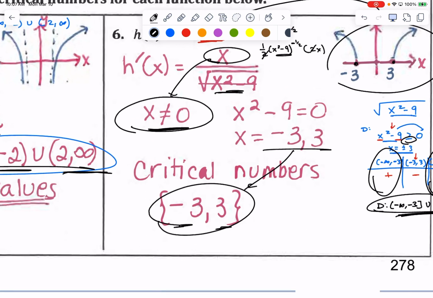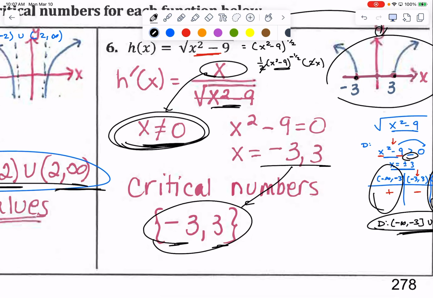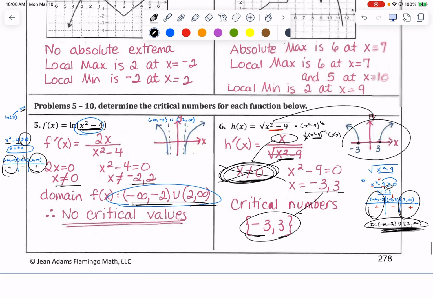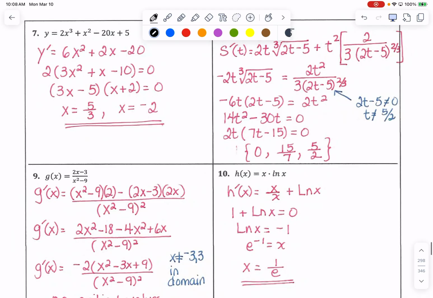So when you found your critical values, you set your numerator equal to 0. Is 0 in that domain? No. 0 is not in that domain. Are negative 3 and 3 in that domain? Yes. Sorry, yeah, I got you. All right. Critical values again.